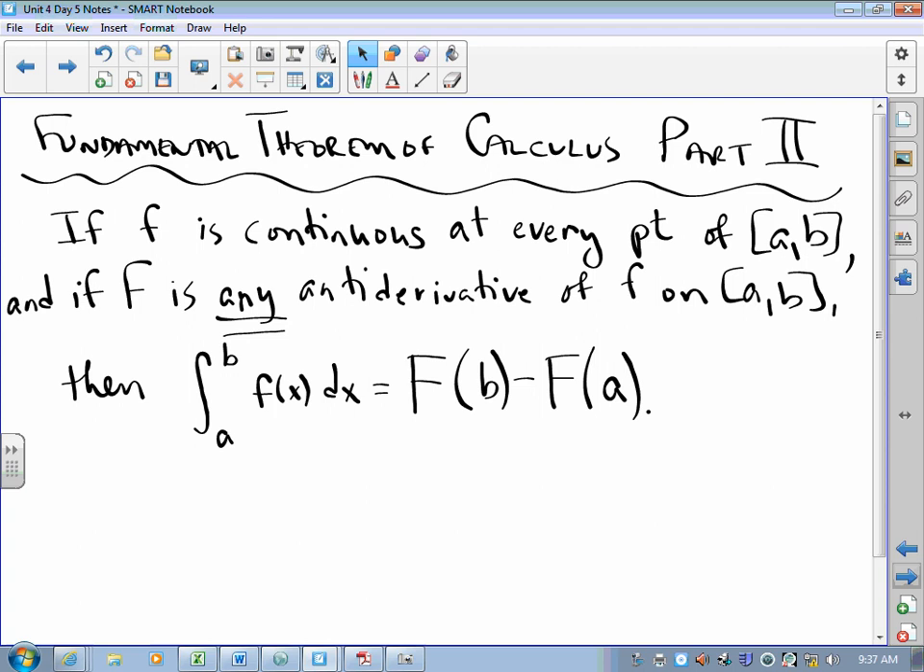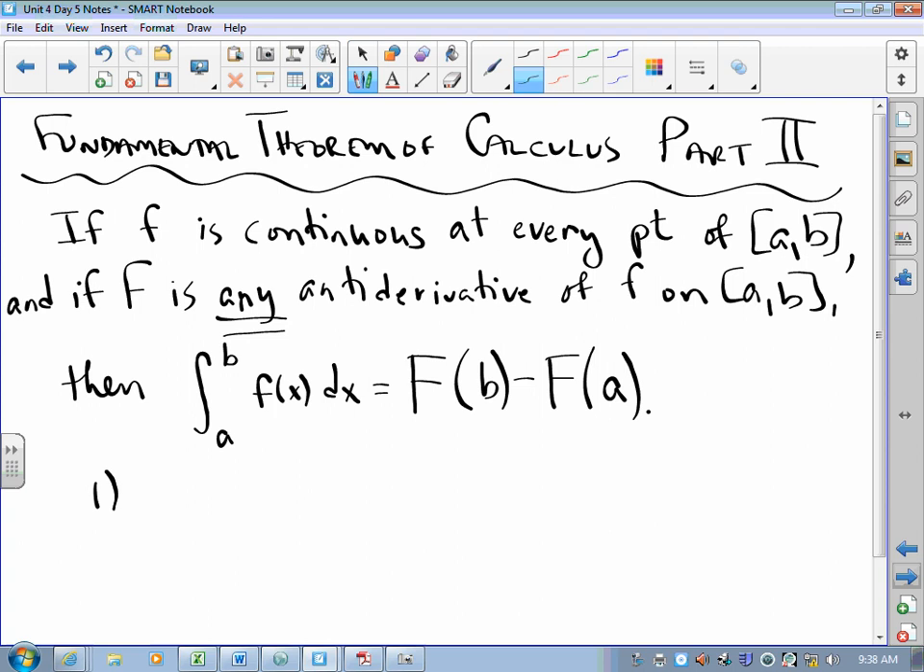Little f has to be continuous because it has to be integrable. And capital F is any antiderivative, because as we learned in our last lesson, all antiderivatives basically look the same except for a vertical shift. So the definite integral of little f of x from a to b is capital F of b minus capital F of a.